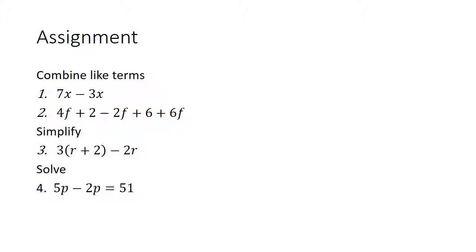Give it a shot for your assignment here. The first two, I just want you to simplify. Write them in lowest terms when you combine the like terms. Number 3, give it a shot. Remember that you're going to distribute. So you're going to do 3 times your r and 3 times your 2, and then you'll combine like terms to make it simple. And for number 4, you're going to be finding out what p is equal to. So that's going to be 2 steps as well.